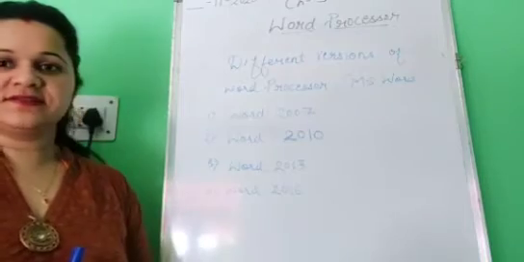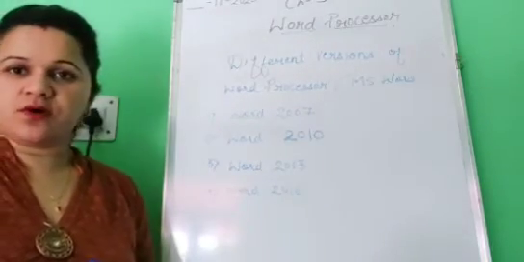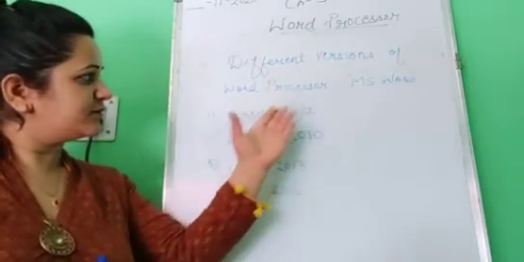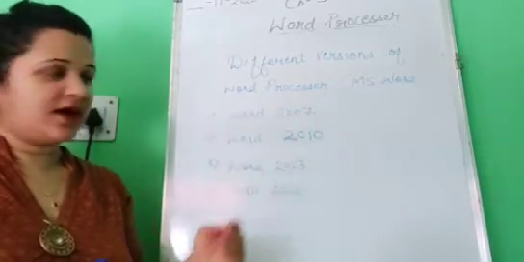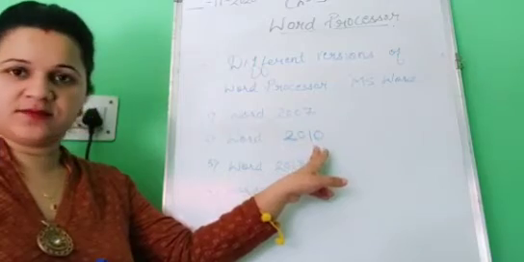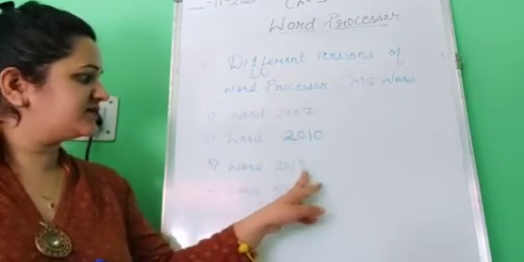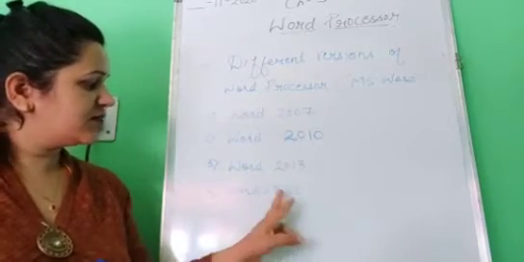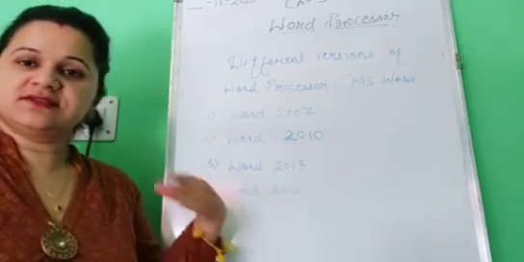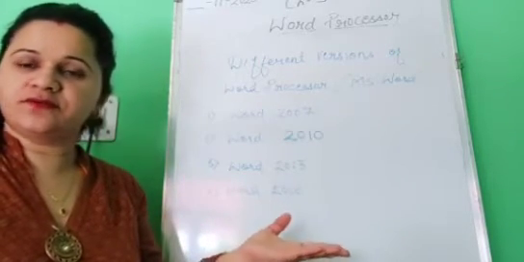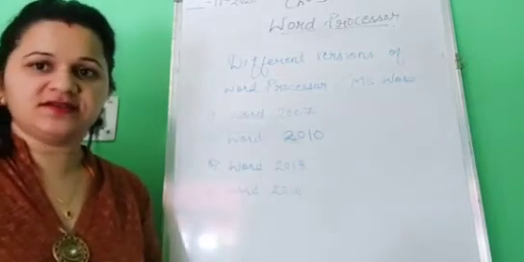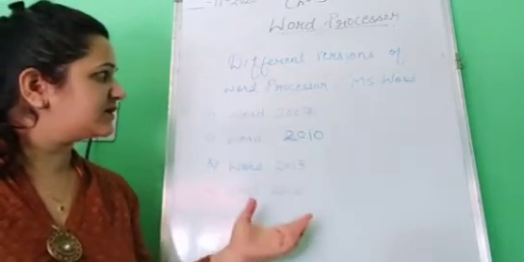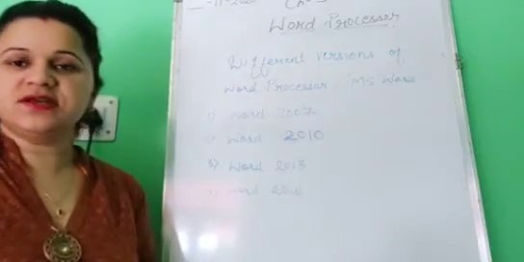So children, now let's discuss the different versions of word processor. Here I have written the different versions of word processor. The first one is Word 2007. After that, Word 2010 came into existence. Then Word 2013, and the latest version is Word 2016. Several updates have been made so far, so they keep on updating the software day by day. So the latest version of MS Word is Word 2016.